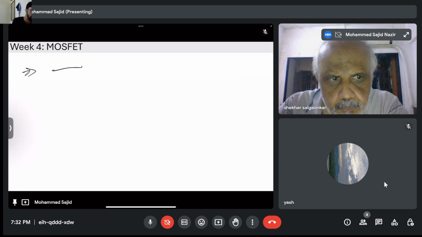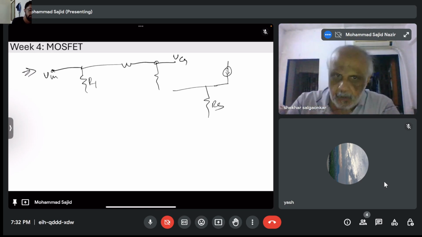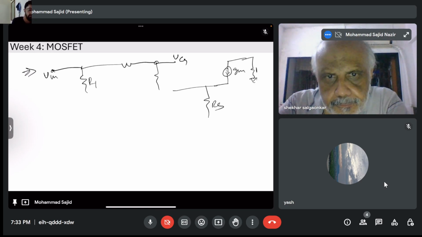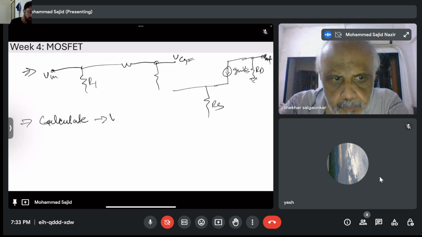For example, let's say in the exam you have this type of question. Let's say you have RS here, a simple circuit. You don't need to memorize the equations. You have to calculate the gain. What is the step you have to take? First, you need to calculate VG here, because you have to calculate VGS. Calculate VG first.